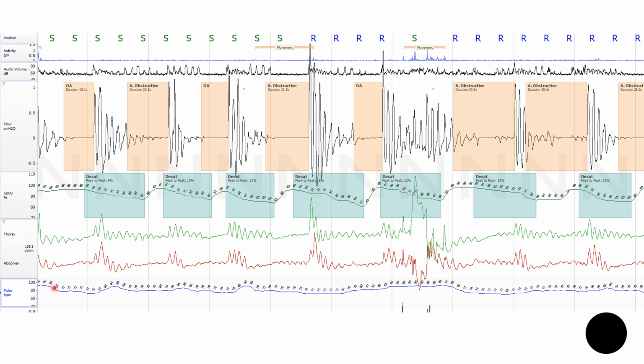We can also see bigger changes in the heart rate, so we see these big jumps in pulse rate when the apnea, the relief of the apnea, we get a big spike in heart rate, which shows that arousal, that waking response.